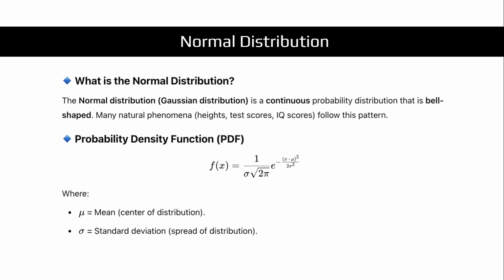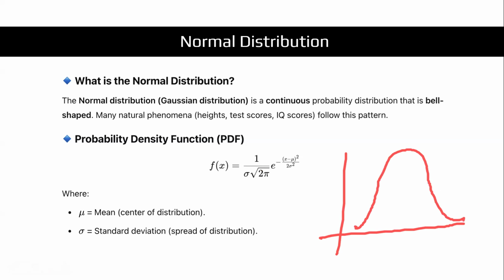Your normal distribution is generally known as the Gaussian distribution as well. It's a continuous probability distribution that is bell-shaped in nature. So what is the bell shape? It'll look like this. My drawing is pretty bad, please bear with me. It's kind of a bell, right? It basically conveys natural phenomena, let's say heights, test scores, IQ scores. All of that follows this kind of distribution.